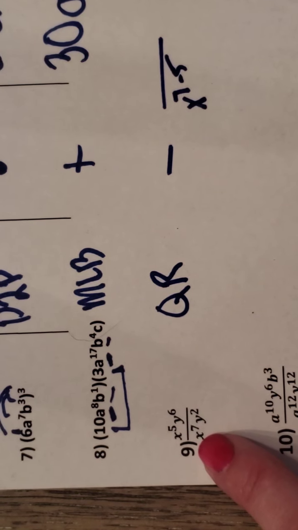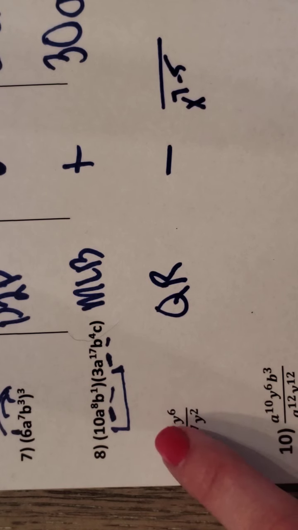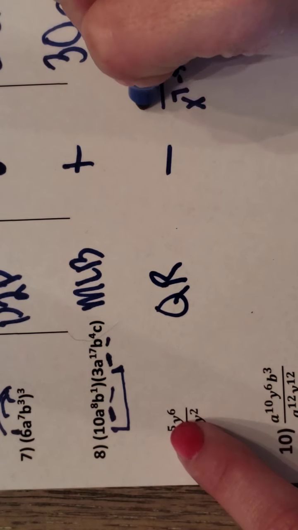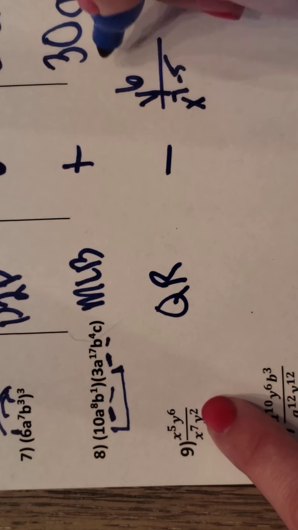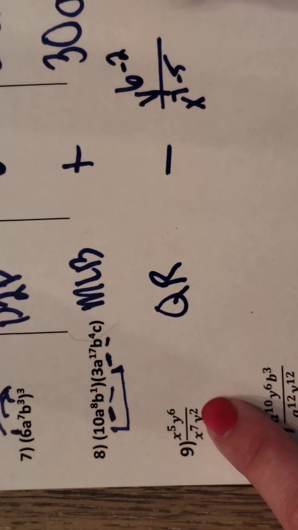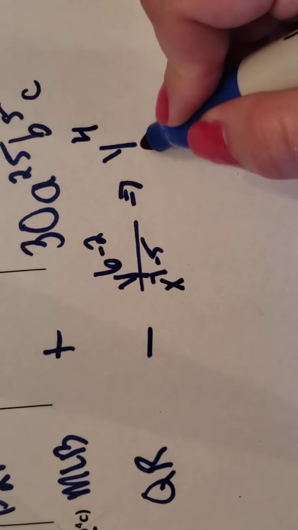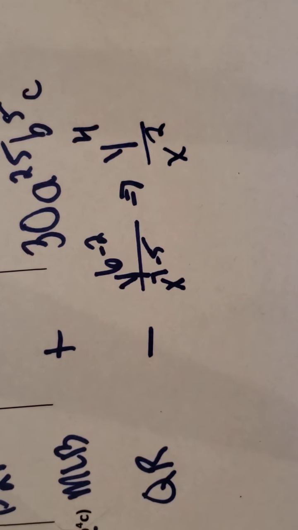I can't do it over here because there's not enough room. And where's your bigger y, top or bottom? The top. So I'm going to leave it on the top and subtract the exponent from the other y. So we get y to the 4th over x to the 2nd.